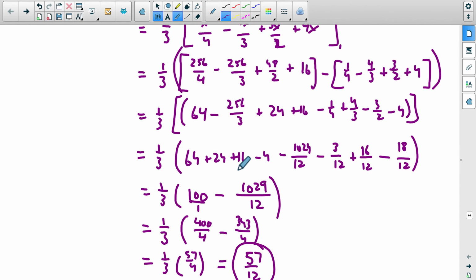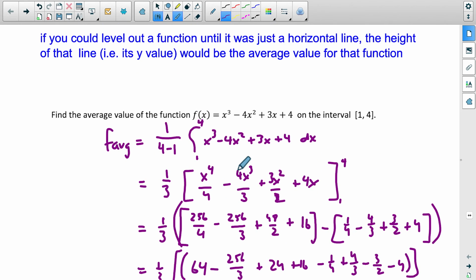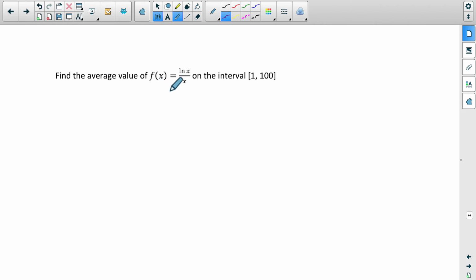You've probably forgotten what we're doing because we spent so long doing all the fractions here. So remember, we're finding the average value of the function. Let's do it again. Average value of this function right here on the interval from 1 to 100. So if we plug it into the formula again, f average equals 1 over b minus a. Well, it's 100 minus 1, which is just 99. I'm going to start skipping some steps here. And then what we need to do is, from 1 to 100, take the integral of natural logarithm of x over x in terms of x.